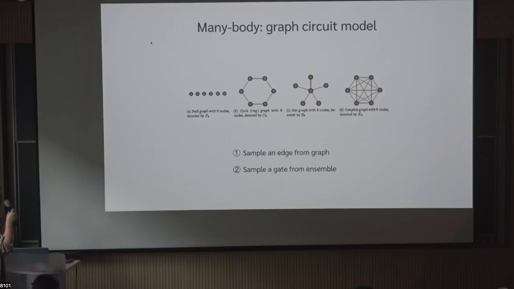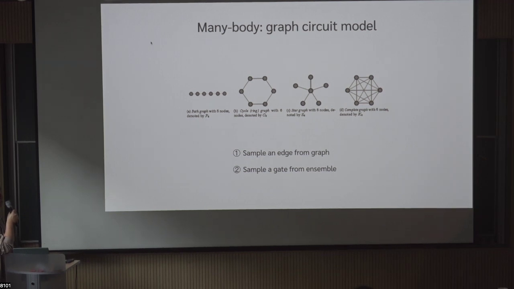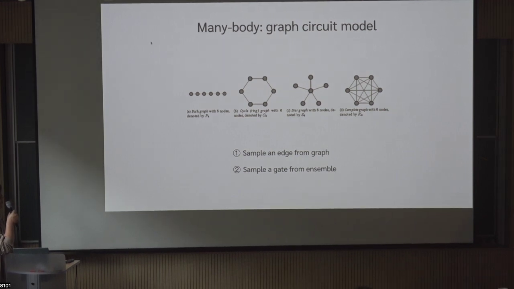We just sample an edge from the graph that describes the connectivity or geometry of the architecture that we are considering. For example, they can be one-dimensional lines, or higher-dimensional lattices, or other topologies like cycles or stars, or the complete graph, which is also very important. We first sample an edge according to the graph, and then we apply our ensemble on that edge. Very natural definition.